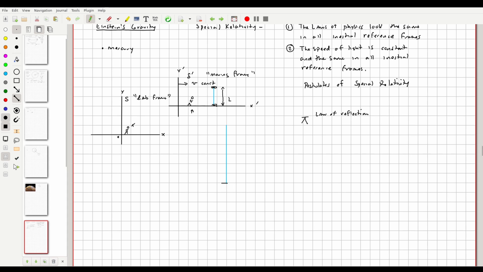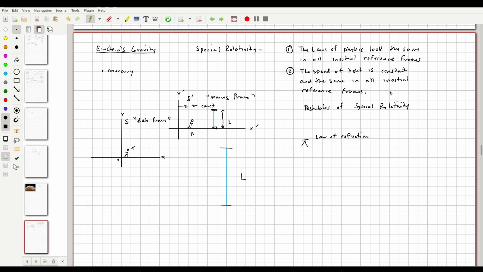I see a mirror down here. I see a mirror right here. And I see light bouncing back and forth between it, a distance of L. This is the path that it takes. Now, light travels at a constant speed. And that speed is the same according to this person and this person. And it's 3 times 10 to the 8th meters per second.